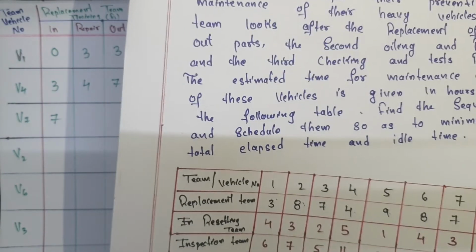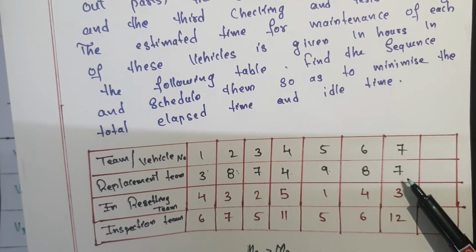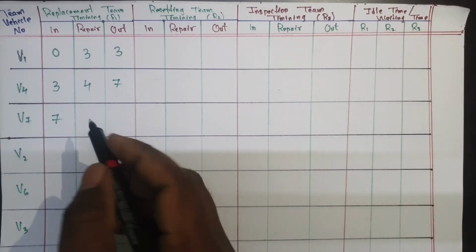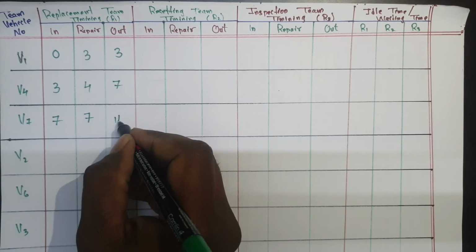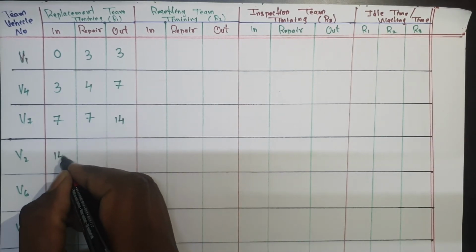After that, which machine is there? 7. In 7, what is the value here? 7. So 7 plus 7, how much is there? 14. So here also you can write 7. 7 plus 7, so how much is there? 14. So 14 here you can write.